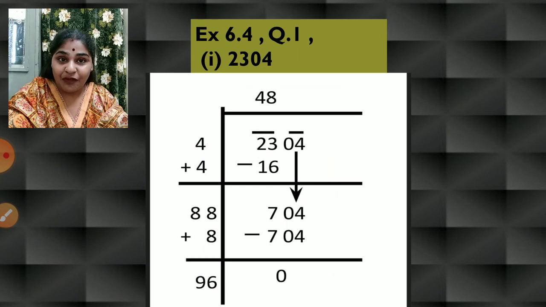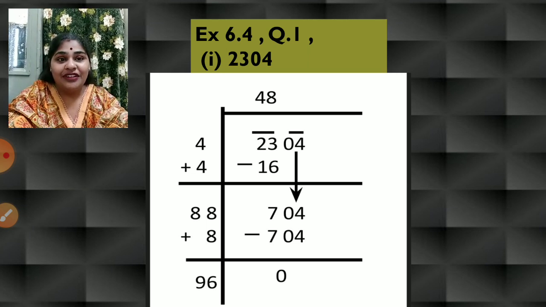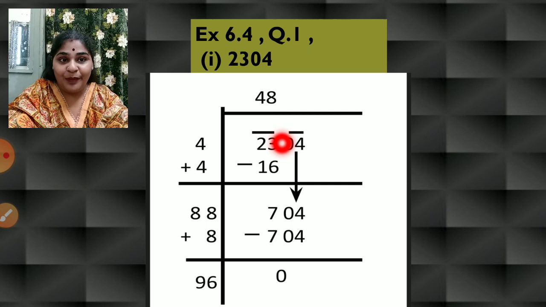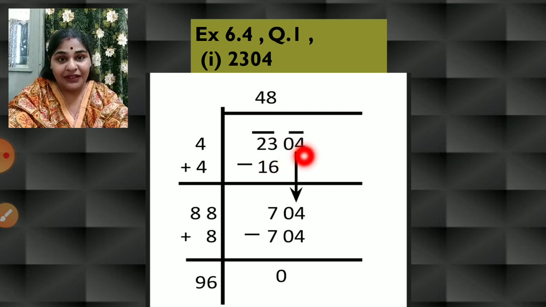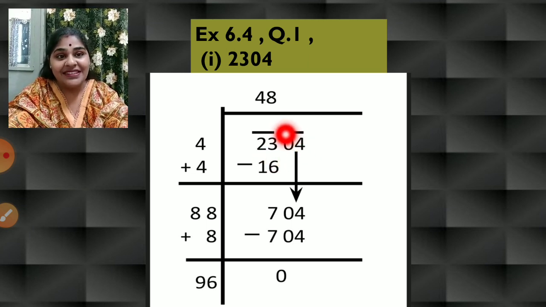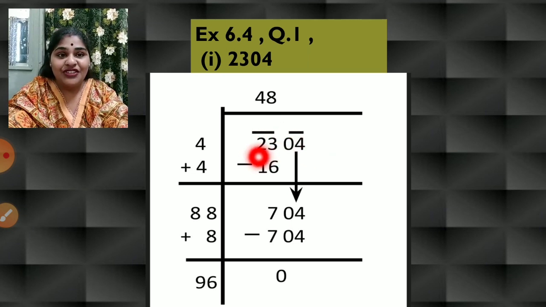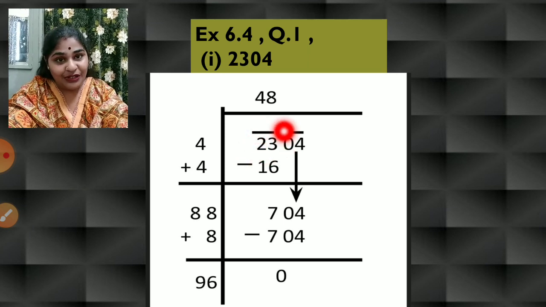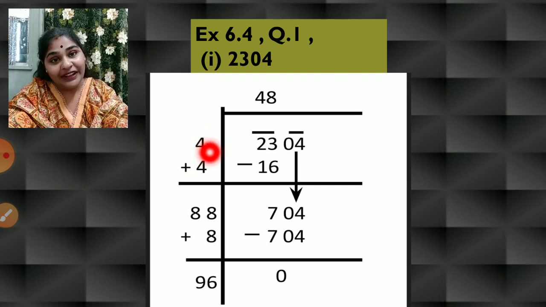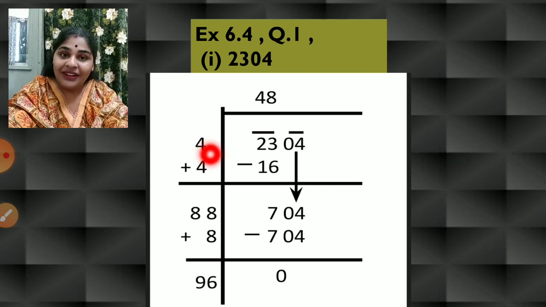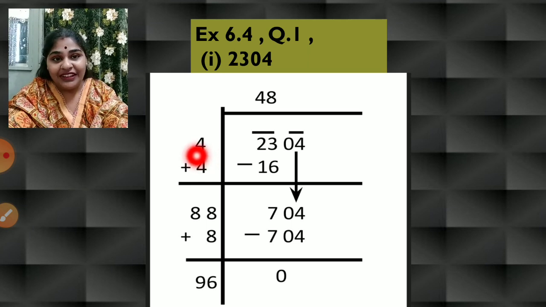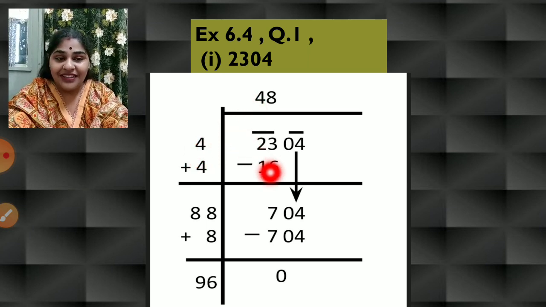We have already seen exercise 6.4, question number 1, the first one, 2304. The first step was to pair the numbers. We start from the units place, so 04 is one pair and 23 is another pair. Now we have to concentrate on 23. We have to find a number whose square is equal to or less than 23. So we have taken 4, 4 fours are 16.